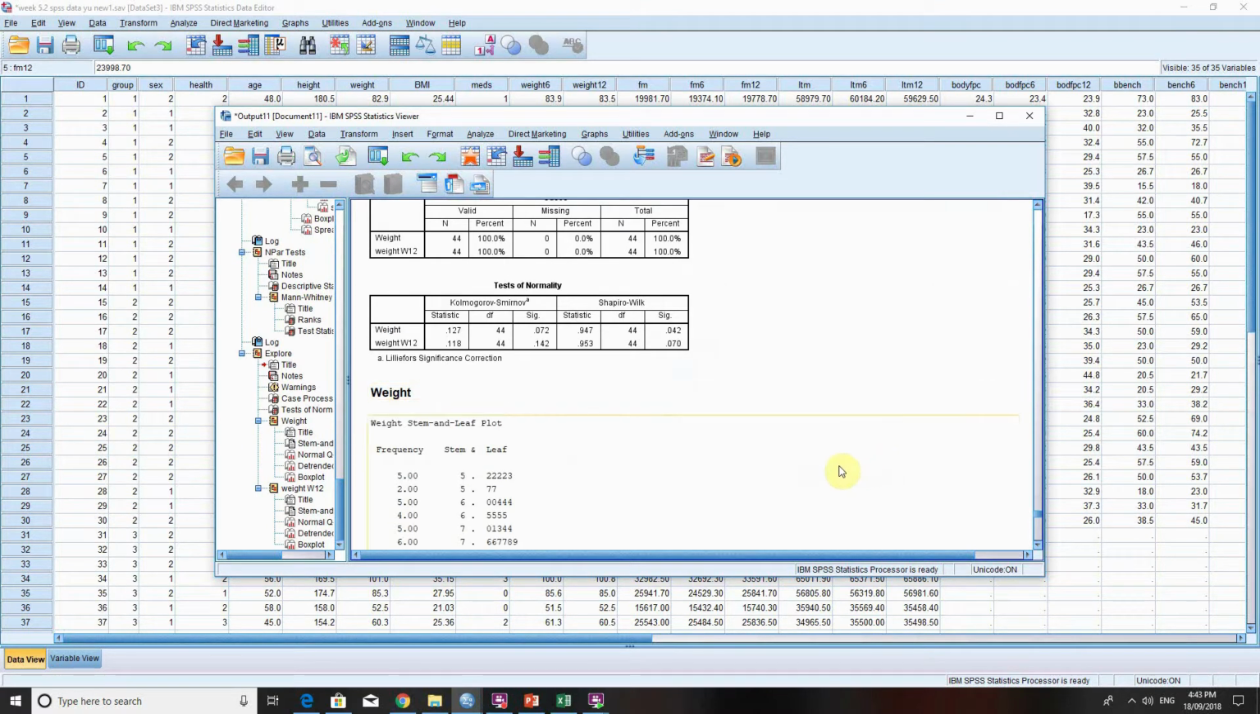So what we can see here is that weight at week 0 is 0.042 and weight at week 12 is 0.070. So weight at week 12 is normally distributed, but weight at week 0 is not. So that tells me I have to do non-parametric testing. So for this example, I'm going to do a Wilcoxon signed-rank test rather than a paired t-test.